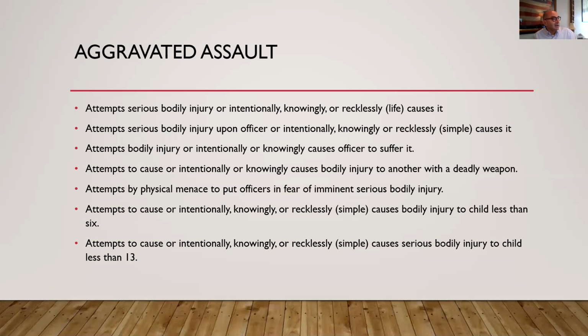And then our final two, attempts to cause or intentionally, knowingly, or recklessly causes bodily injury to a child less than 6, or then skip down to the final one, attempts to cause or intentionally, knowingly, or recklessly causes serious bodily injury to a child less than 13. Why are those two there? What makes them different? Well, if the child is under 6, any kind of bodily injury. If the child is between 6 and 13, then it has to be serious bodily injury.